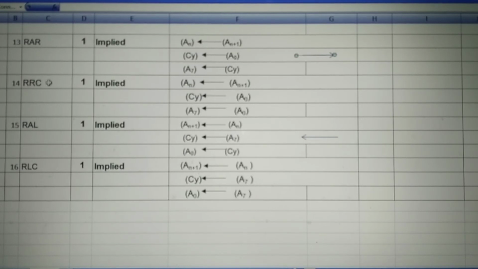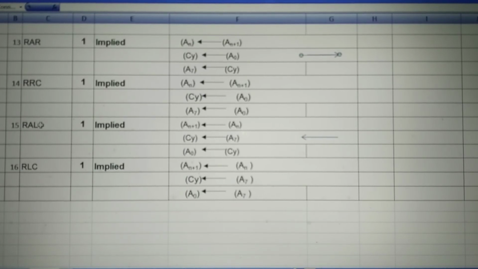In RRC, again towards right, here arrow is shown, again towards right. But the difference is that A0 takes the position of carry as well as A0 takes the position of A7. The remaining part is going to remain the same. A7 takes the position of A6, A6 takes the position of A5 and so on.